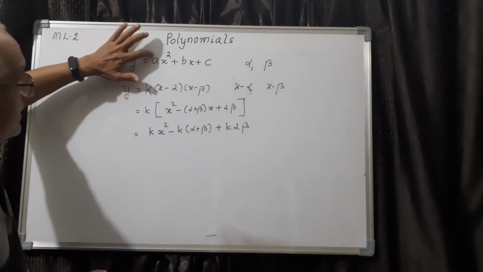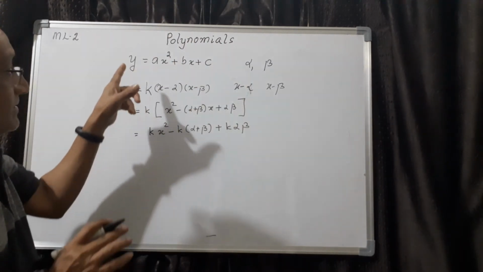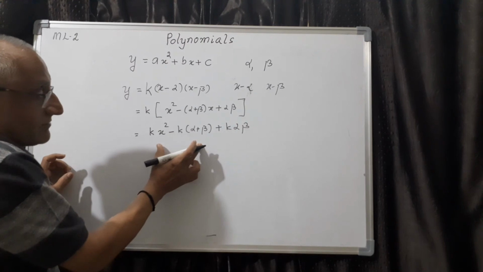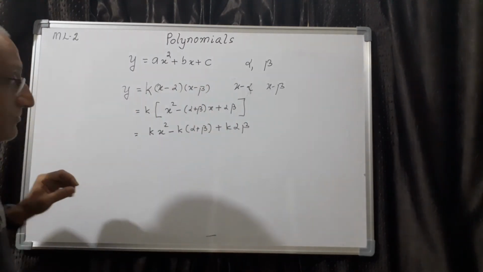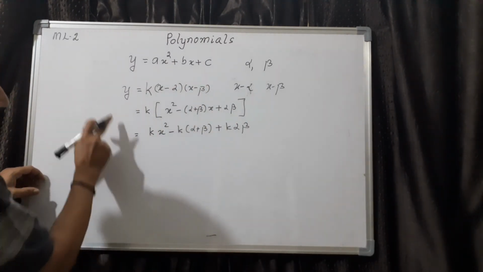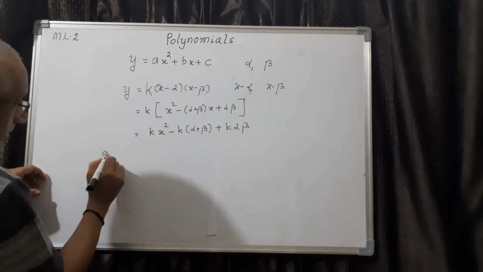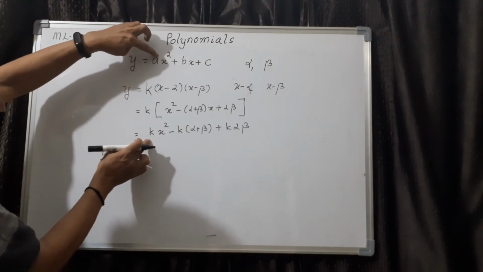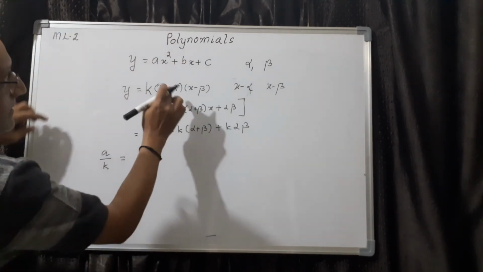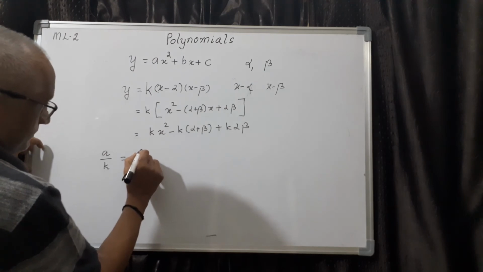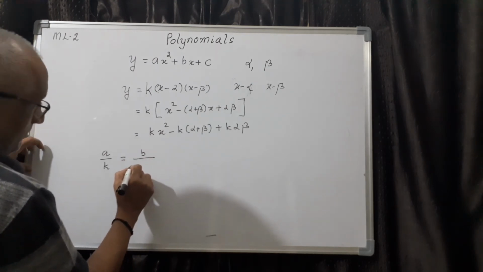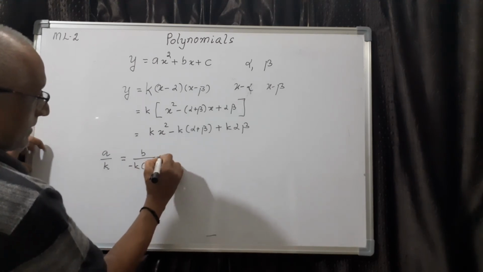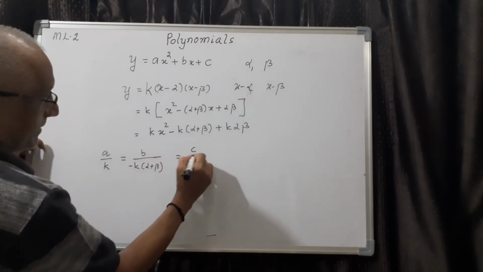Same y is written as ax square plus bx plus c, which is given. After factorization, taking the 0, we get this one. These two must be one and the same. Therefore, what should happen is, see here, a by k must be equal to, because it should be proportional, b divided by minus k into alpha plus beta, and this should be equal to c by k.